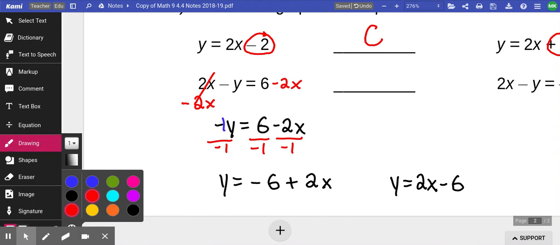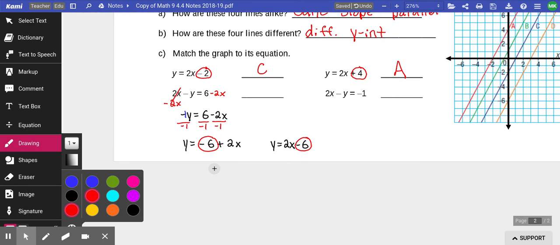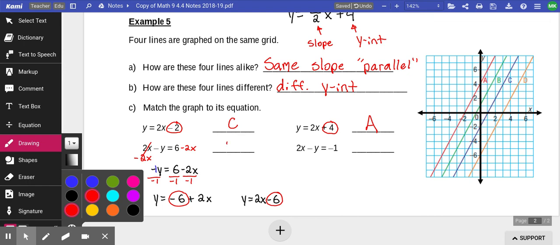Either way, you should be hopefully recognizing -6 is the y-intercept. It's the constant value, the one that's not next to the x. The equation with a y-intercept of -6 is the orange one, which is graph D. It means my last one must be graph B. That's matching lines to equations or equations to lines, depending on how you want to look at it.